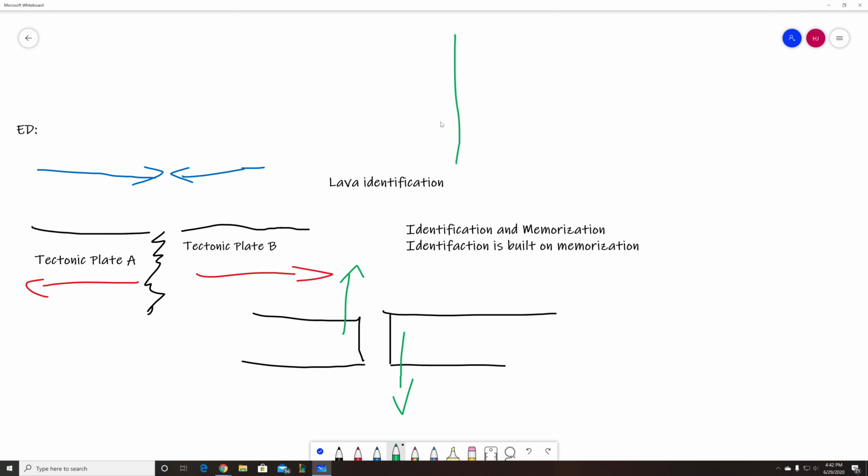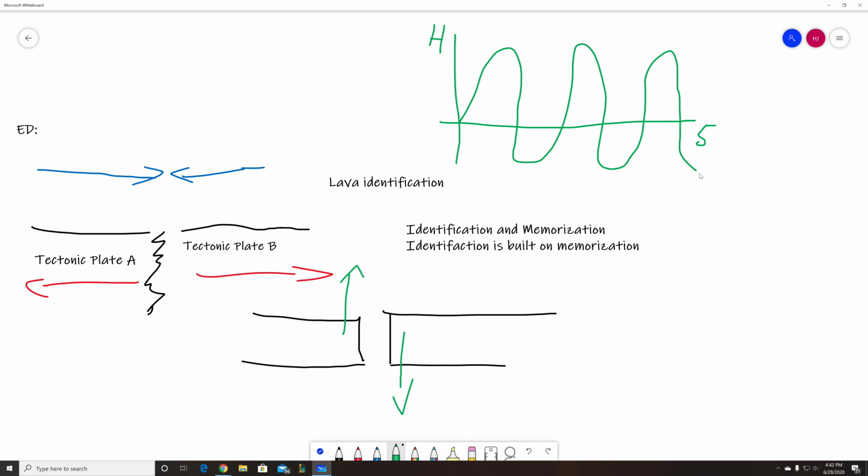a wave is basically S for time and H for height, and usually it will look like this. Oh wow, that's such a good drawing. Then you usually have a wavelength between these two. That's the wavelength. Amplitude, I believe, is the height from this. That's amplitude. That's wavelength.